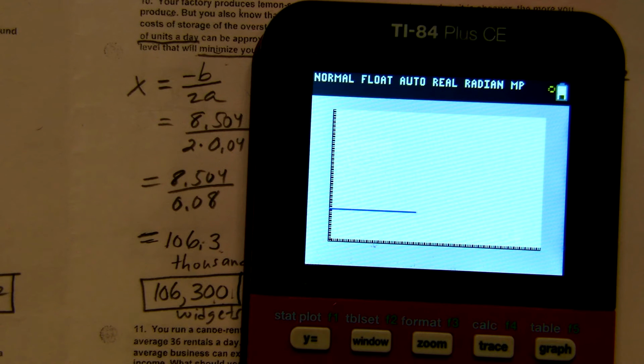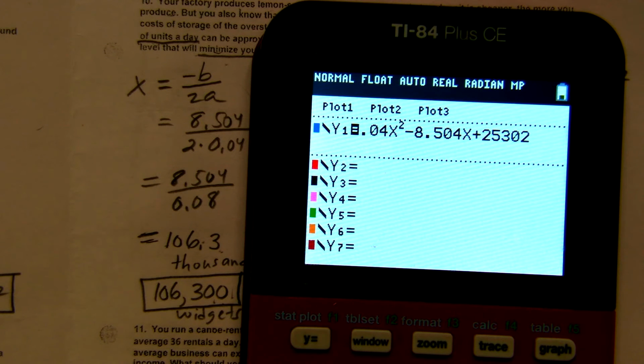So now you can kind of see... Why is it a straight line? That is an interesting question. Let me make sure I typed that in right. I did.